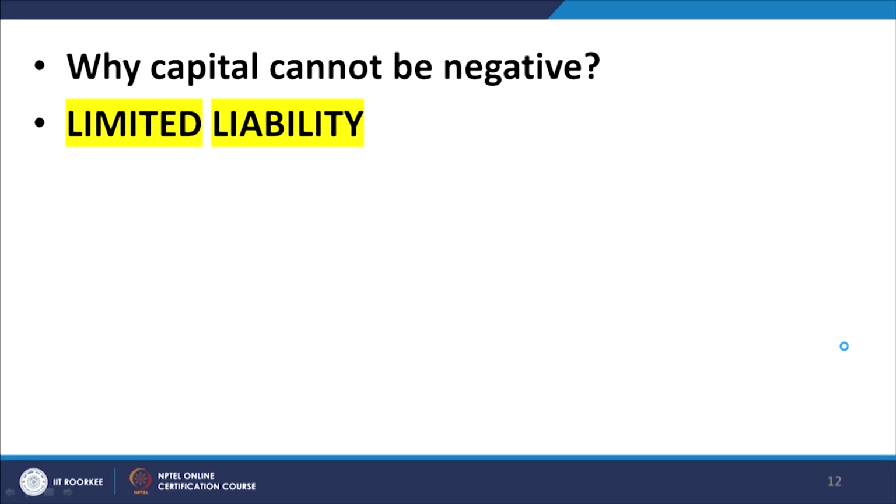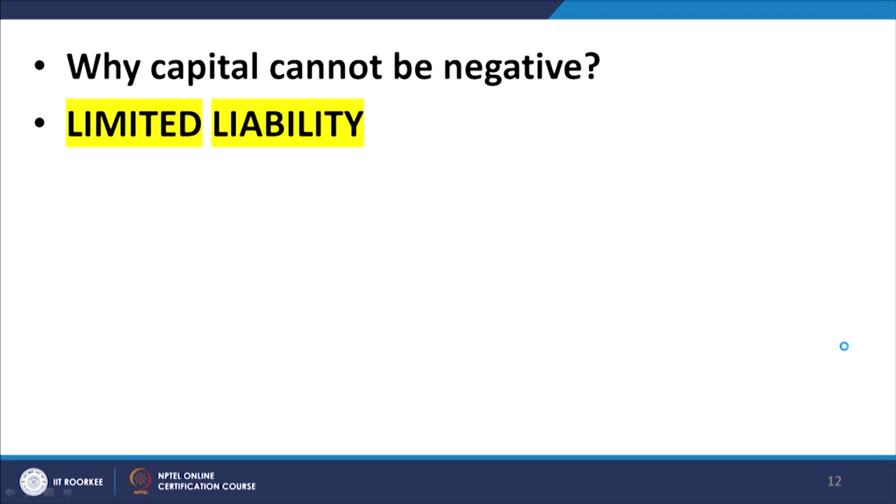What does it mean? It means that if an investor takes up, let us say, 100 shares of rupees 10 each in that company, and let us say he pays 5 rupees together with the application, and he is allotted those 100 shares, that means he has paid 500 rupees against a total value of shares of 1000 rupees. That is 100 into 10 rupees per share. That is the nominal value of his shareholding.